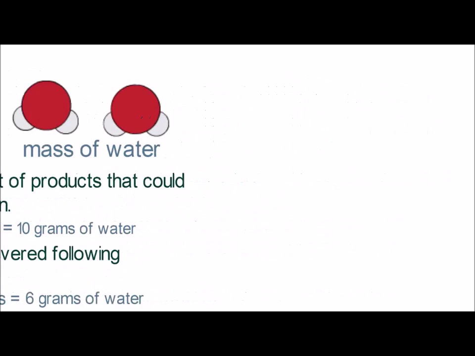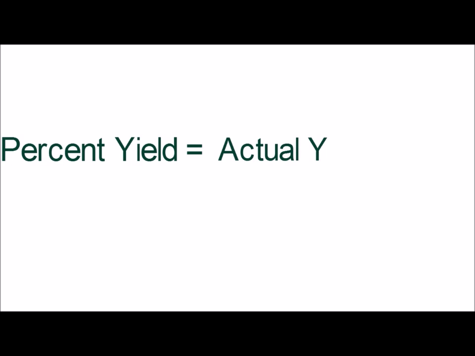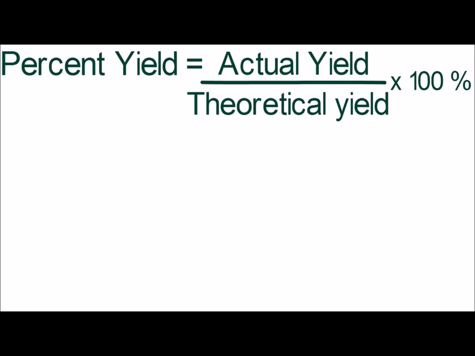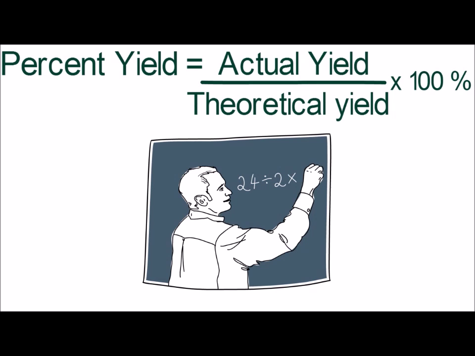Chemists are often interested in the performance of a reaction as measured by the percent yield. Percent yield is the actual yield of a reaction divided by the theoretical yield of the same reaction multiplied by 100. This section contains an additional video on calculating limiting reagents and yields.